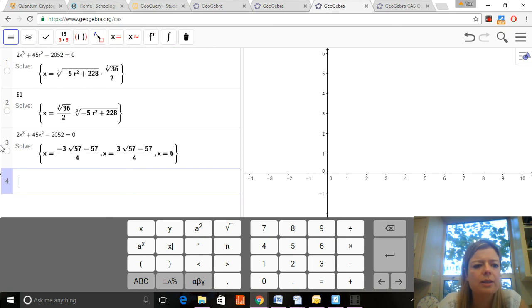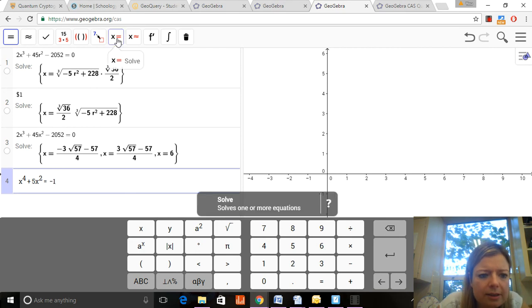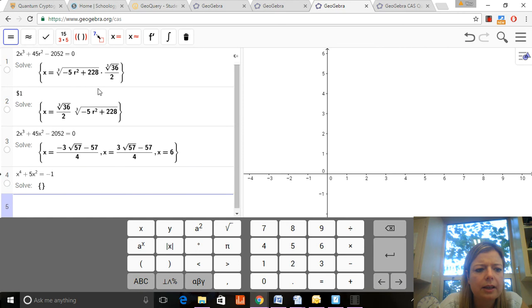We can also go into our CAS here and type in the equation x to the power 4 plus 5x squared equals -1 and press x equals. And you'll see that it says solve and there's nothing in there. That means there's no solutions.